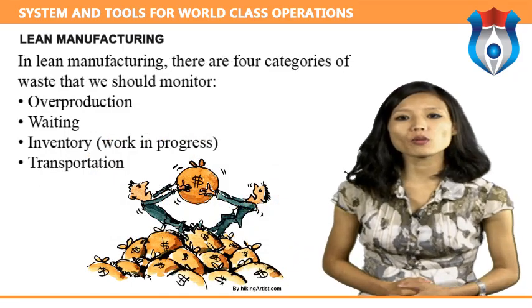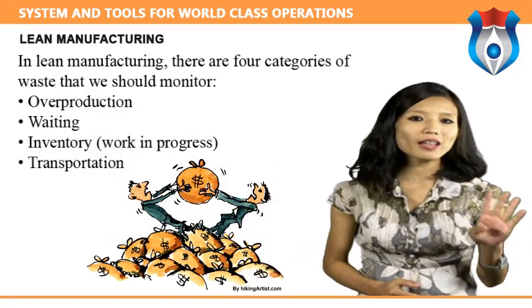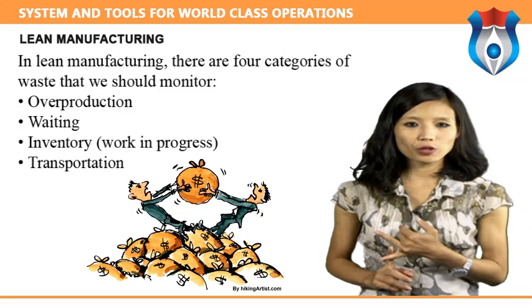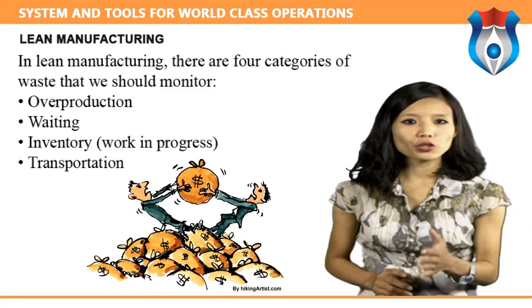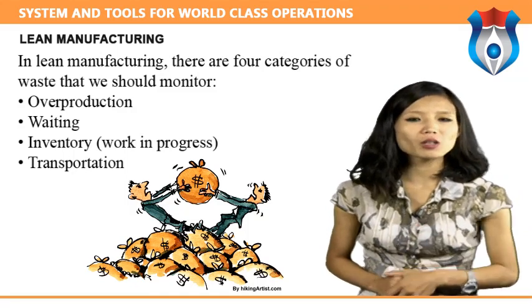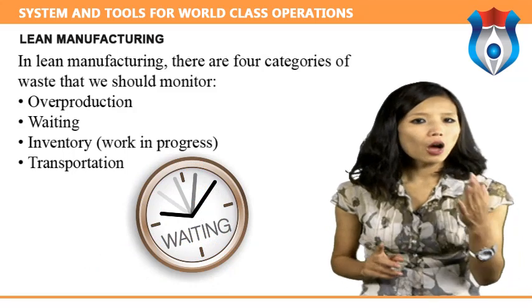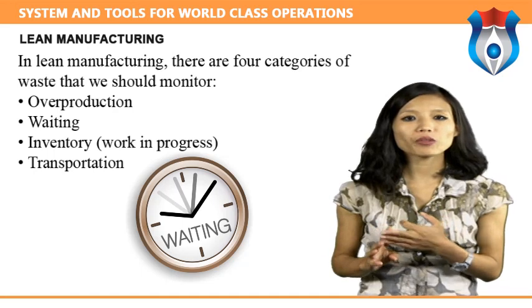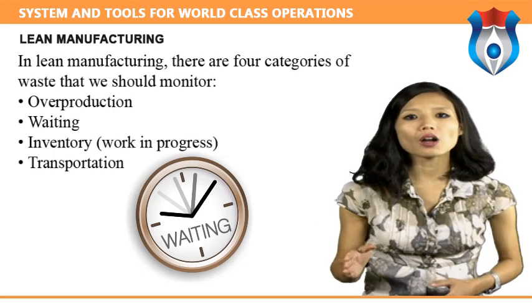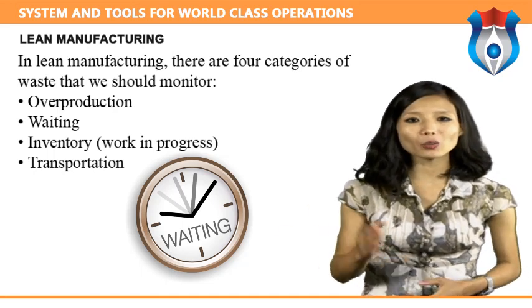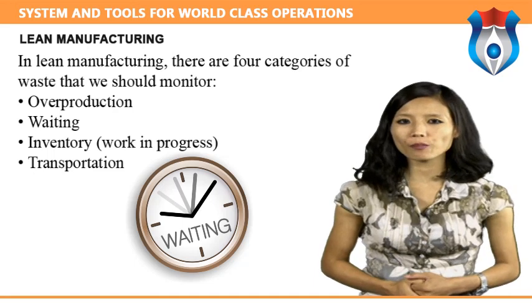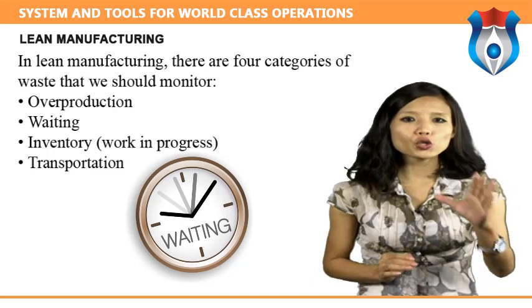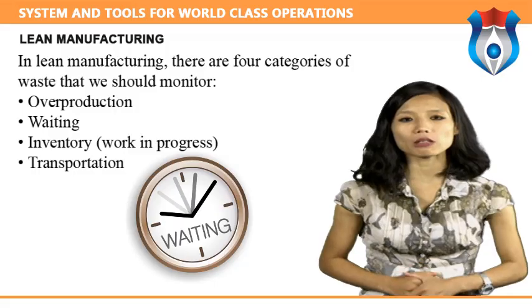In lean manufacturing, there are four categories of waste that we should monitor. Overproduction: are we producing more than consumer demand? Waiting: how much lag time is there between production steps? Inventory and work in progress: are our supply levels and work in progress inventories too high? Transportation: do we move materials efficiently?